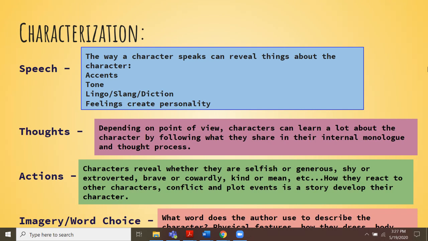Like what are they thinking about? And that does depend on the point of view that the author has selected.